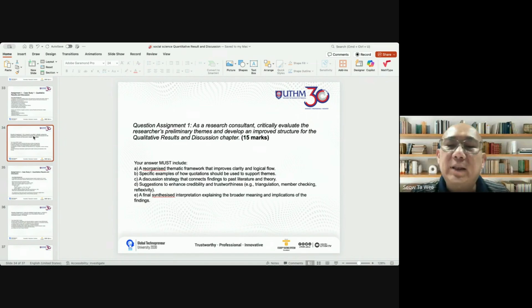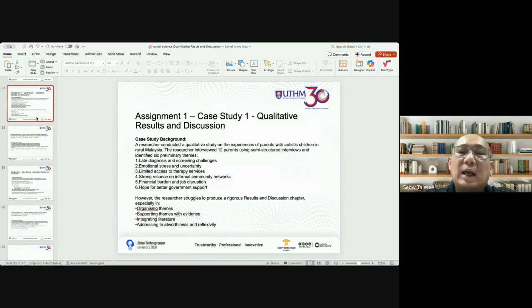So your work is what? Reorganize the thematic framework to improve the clarity and logical flow. So your analysis must have this. Maybe restructure. Maybe everyone's result is different, no problem. I want to see how to organize it with the supporting themes. Like what is the first element?